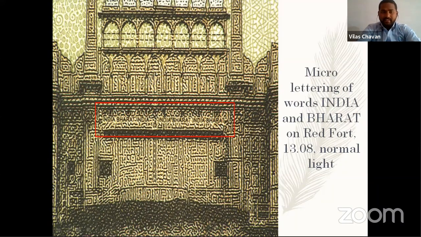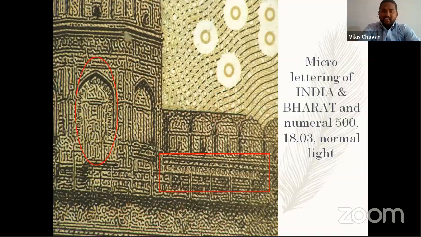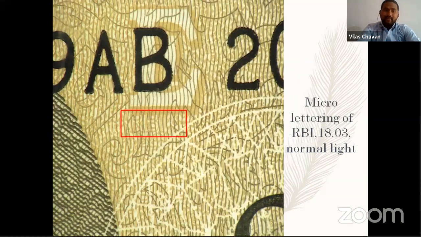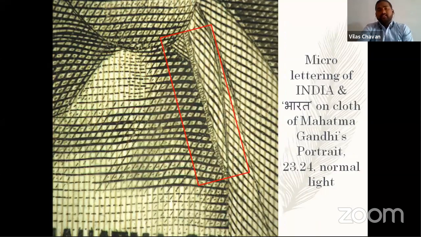Then again, the same micro-lettering of India and Bharat and numeral 500. So here the encircled area and this red highlighted area show the micro-lettering on the Red Fort. Then again, micro-lettering of RBI and some other designs are also there, just below the number panel. Then same as the 2000 denomination, here also there is micro-lettering of India and the Devanagari word Bharat on the cloth of Mahatma Gandhi's portrait.